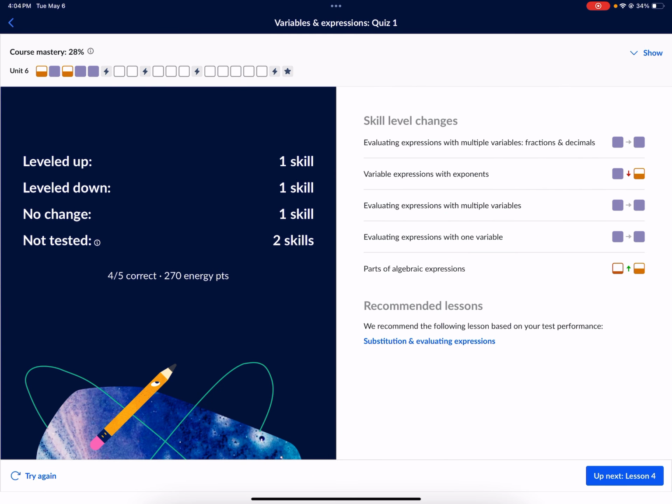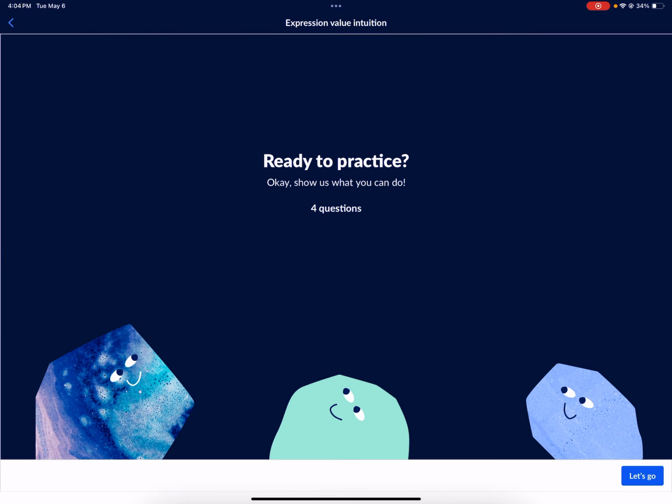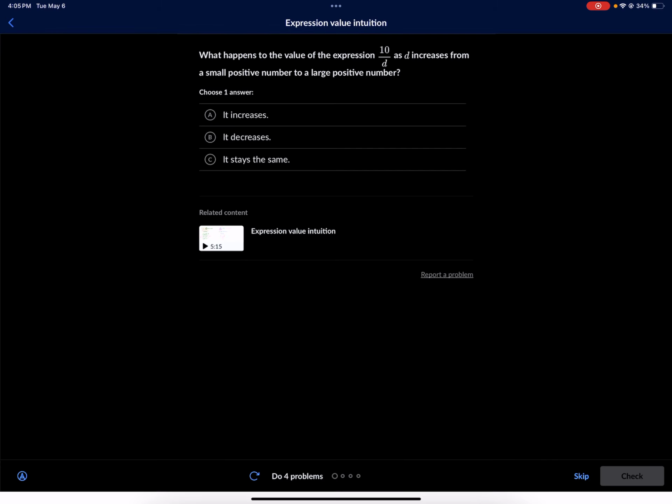Okay, anyways, let's do the second section for today. There's only 2 lessons here. I'm assuming it's gonna be long. Okay, so expression value intuition. What happens to the value of the expression 10 over d as d decreases from a small positive value to a large positive number?